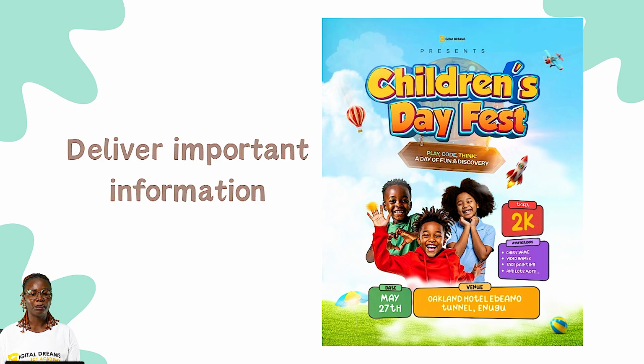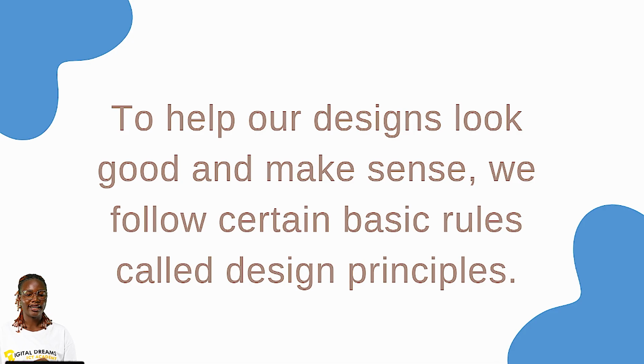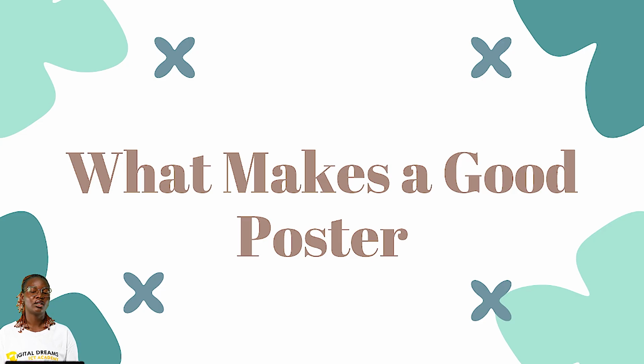Another purpose is to be visually appealing, so people want to read it. For example, now we have this, which is advertising a brand, a company. With this, people would want to look at the design and know what it's saying. So to help our design look good and make sense, we follow certain basic rules called design principles.